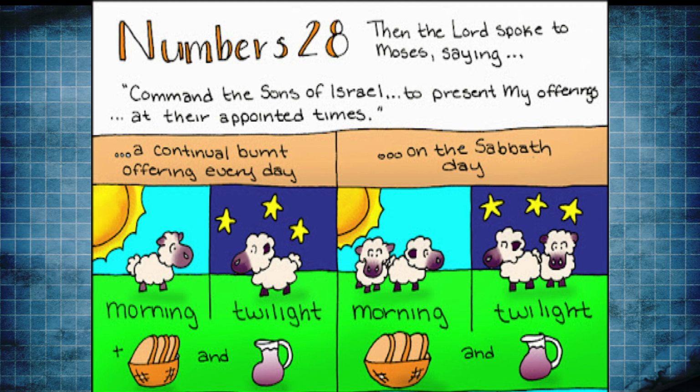We have a continual burnt offering every day. There it is, morning and twilight. Every day there are 2 lambs. Now, I don't know the difference other than maybe the way they're turned. One of them has light colored ears in this picture, and I don't remember what I did before. Okay, there it is.